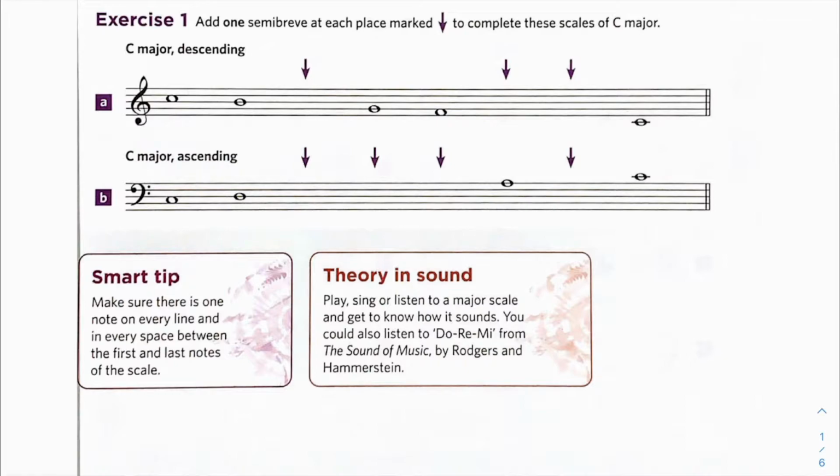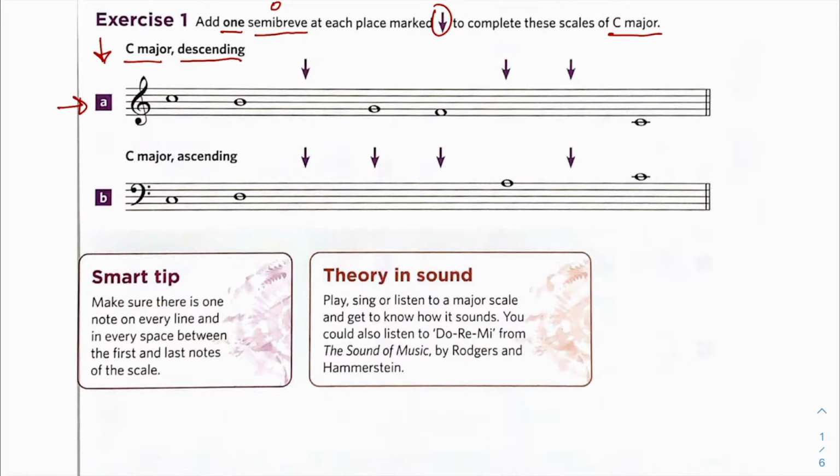Exercise 1. Add one semibreve at each place marked with an arrow to complete these scales of C major. What is a semibreve? The semibreve is the oval that indicates 4 counts. So in each place marked with an arrow, we're going to add in a semibreve in the right place on the staff. Question A, we have a C major going in descending order, which means going down the ladder.